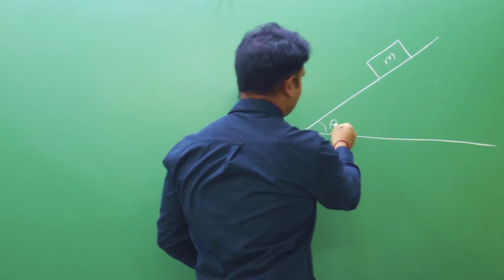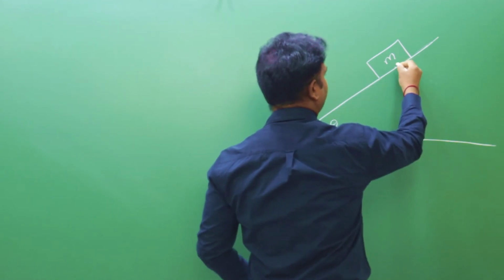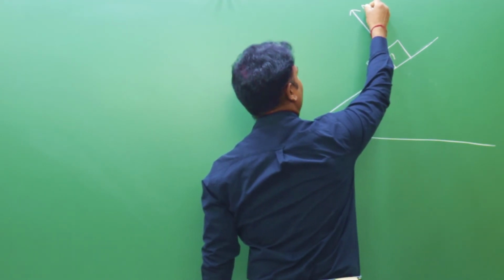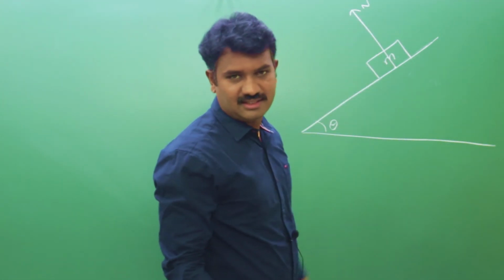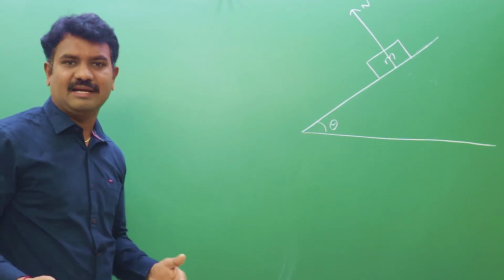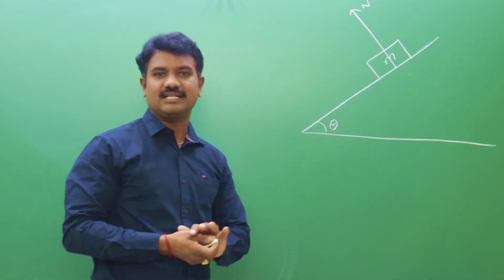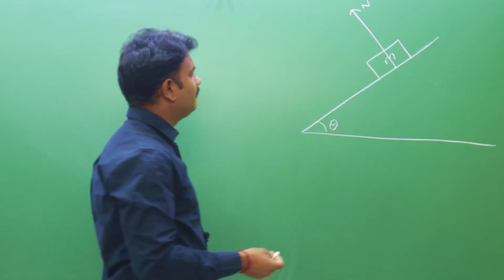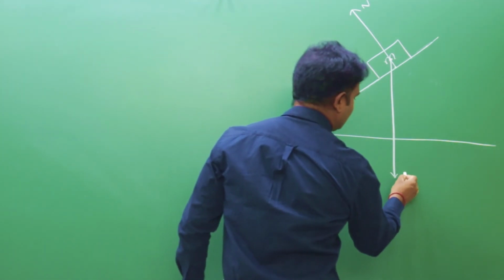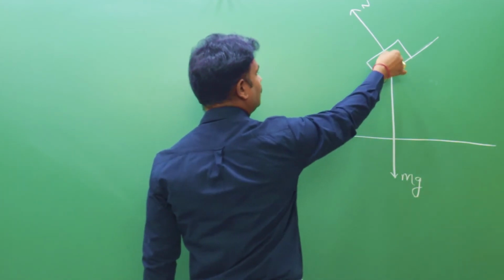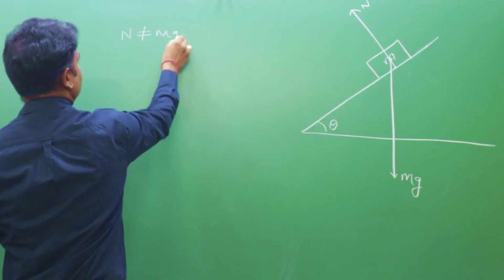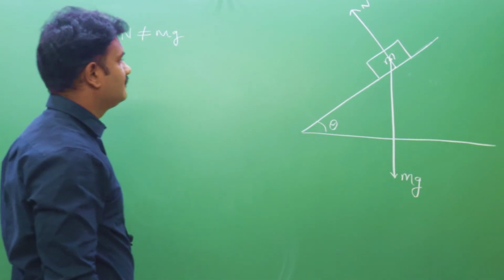So if this is theta and this is the surface, what is the normal? The perpendicular line to the surface. So this is our normal N. In the previous case, the normal was equal to mg. But in this case, can I say that normal equals mg? No, because mg, weight, always acts downwards. So this is our mg, and this is our N. So in this case, N is not equal to mg.